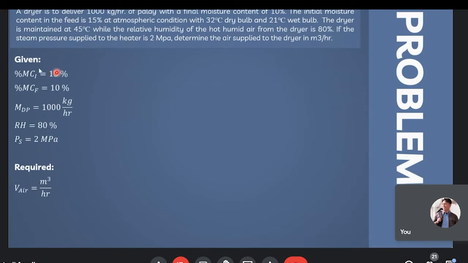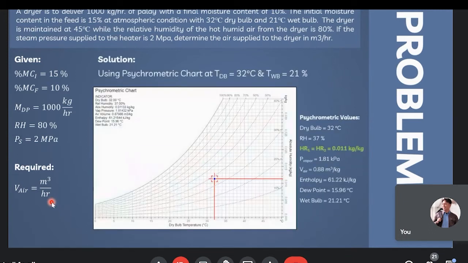So of course, list down ulit natin yung given natin. At the same time, yung required natin is the volume of air in terms of cubic meter per hour. So again, using the psychrometric chart, using the conditions of the dry bulb at 32 degrees Celsius and the wet bulb at 21 degrees Celsius, makukuha natin yung humidity ratio. So plot lang natin siya. So yung humidity ratio natin is equivalent to 0.011 kilogram of moisture per kilogram of dry air.